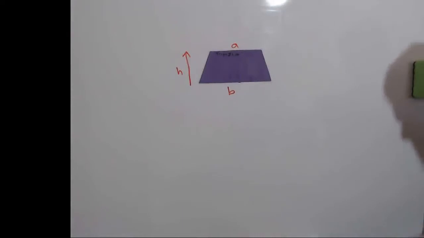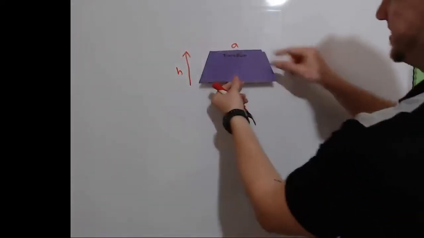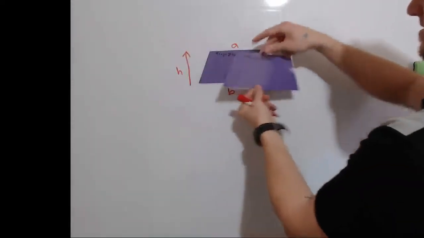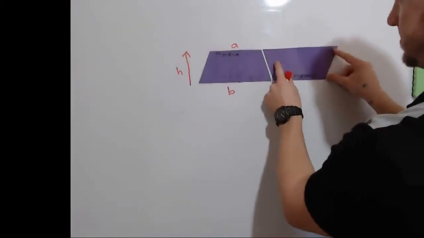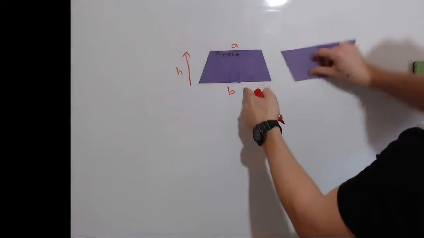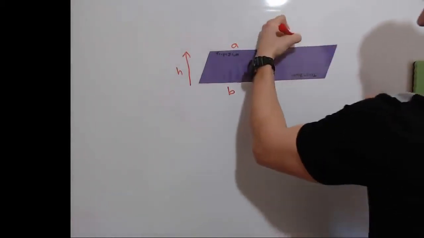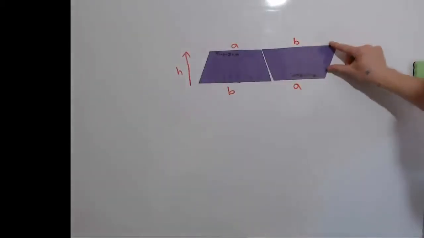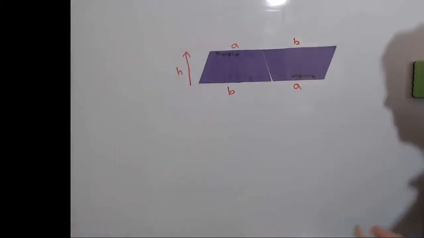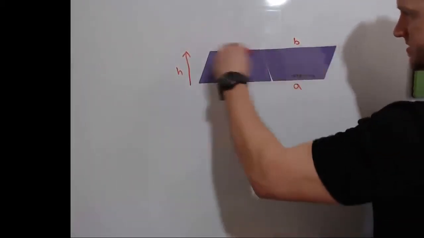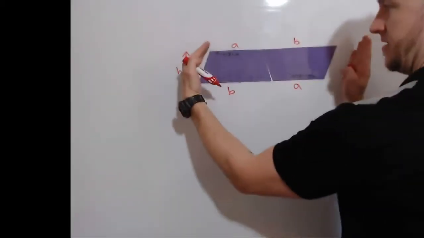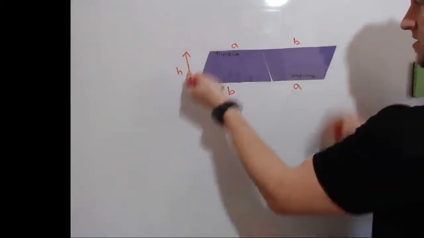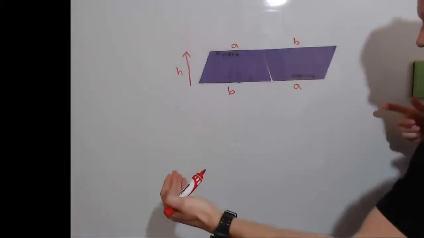So if I took a second identical trapezium and I rotate it and put it next to itself, if this side was B, I've flipped it, so now this side must be B, and this side is now A. The thing to note here is the shape that I've now created is two parallel sides. Now the slants are the same. So this is now a really long parallelogram.